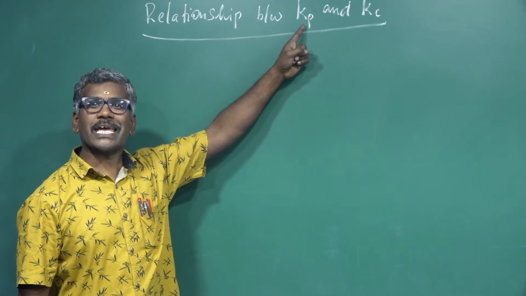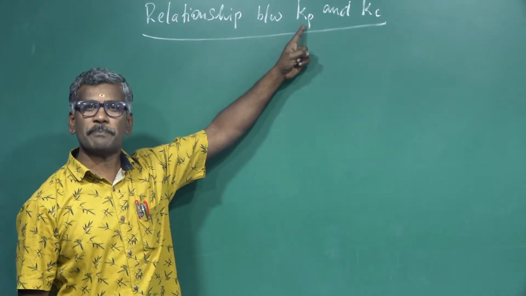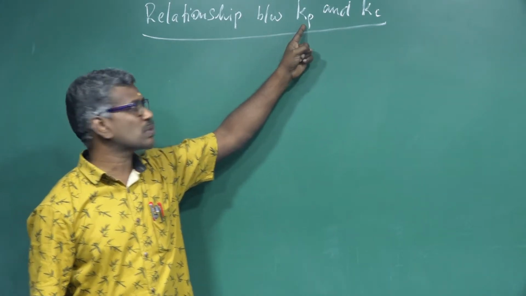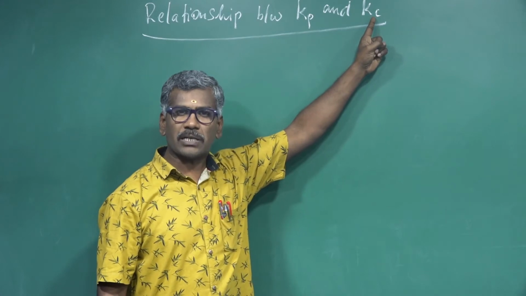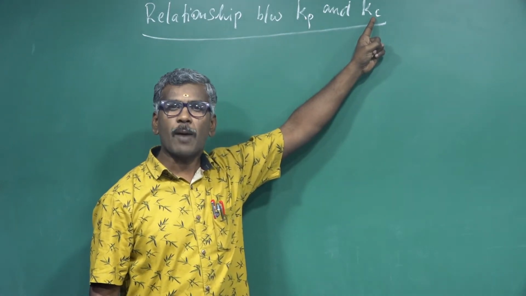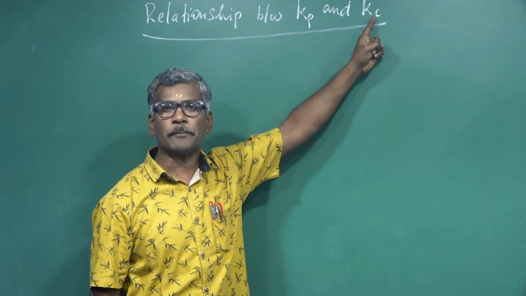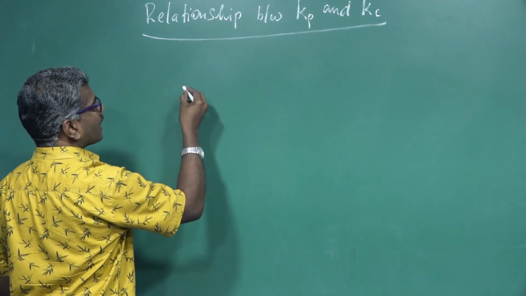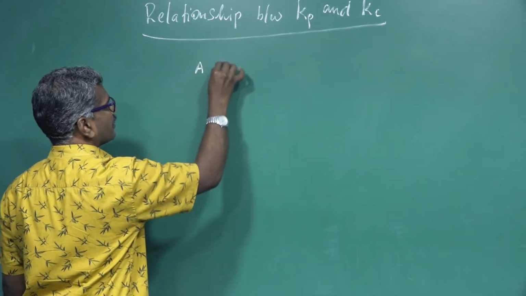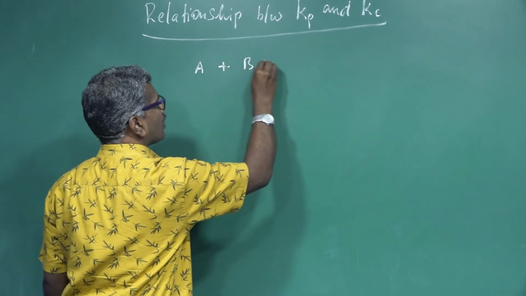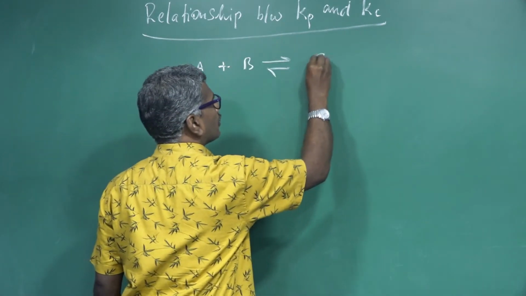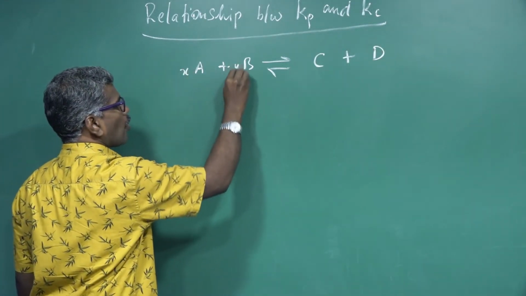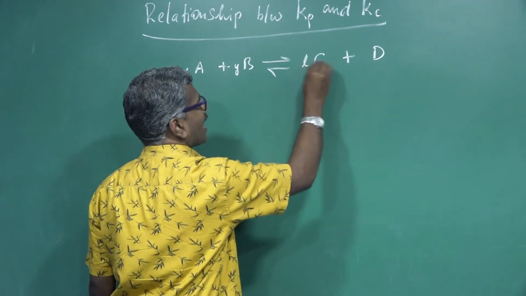Kp is nothing but the equilibrium constant in terms of partial pressure, in which all the reactants and products are ideal gases. Kc is the equilibrium constant in terms of the molar concentration of reactants and products. Let us consider a general chemical equilibrium reaction: xA plus yB in equilibrium with lC plus mD.